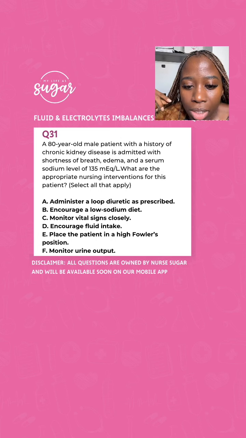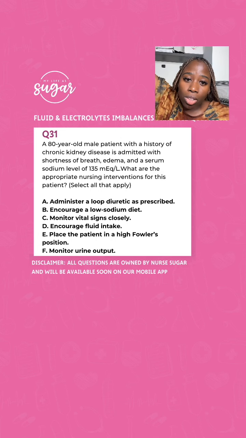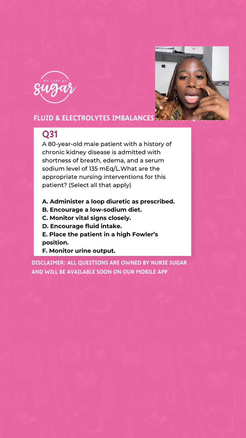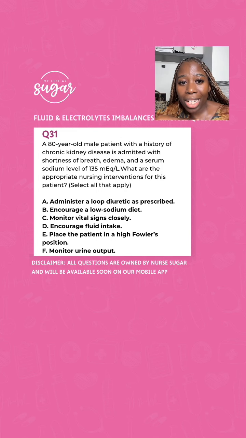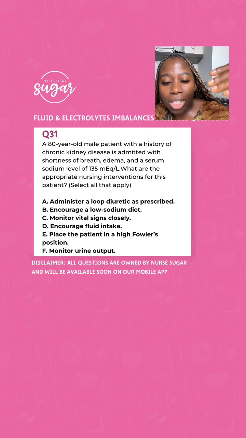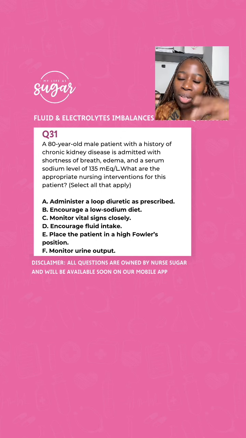I'm gonna pull up your rationale, and then I'm gonna do regular general Q&A. Ask me any questions. What about the shortness of breath? The shortness of breath is because they have fluid volume overload. It's because they have fluid in their lungs, and whenever you give them that loop diuretic, it helps them get that fluid out, and they're able to breathe better. Also, when you place them on high Fowler's position, it helps them breathe better.